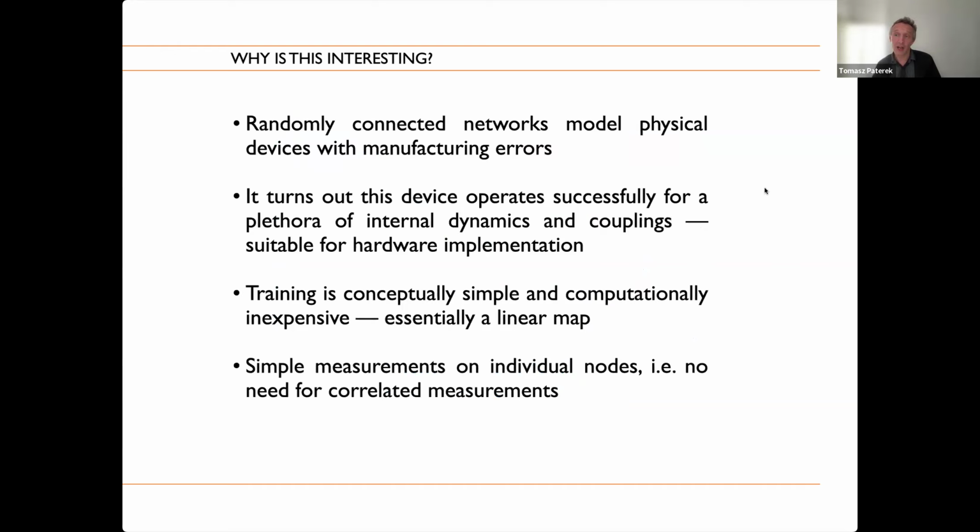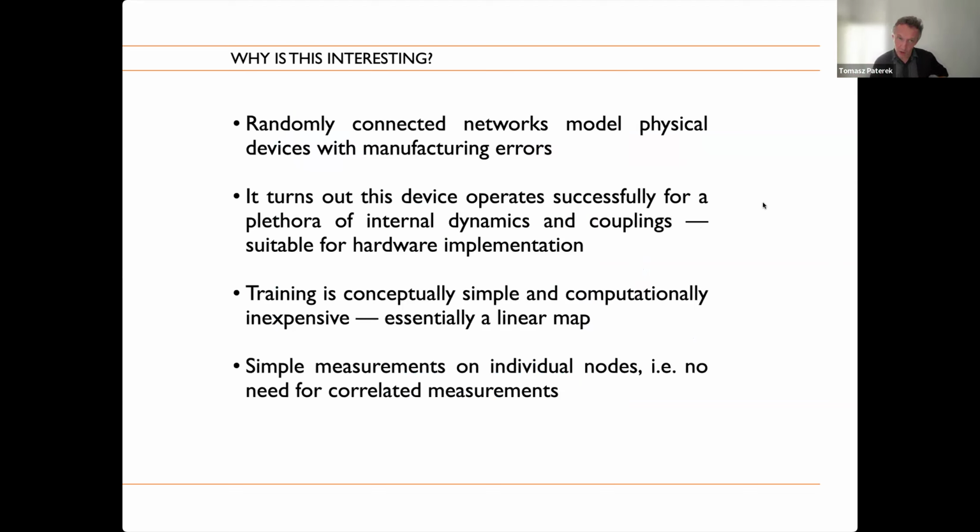So again, it's suitable for hardware implementations. It's a fairly simple device, especially compared to convolutional networks, right? It's conceptually simple. It's computationally inexpensive, but if you really want to simulate it on your classical computer, you have the usual limitation of, say, 5, 6, maybe 10 qubits, because then resources are just too expensive.